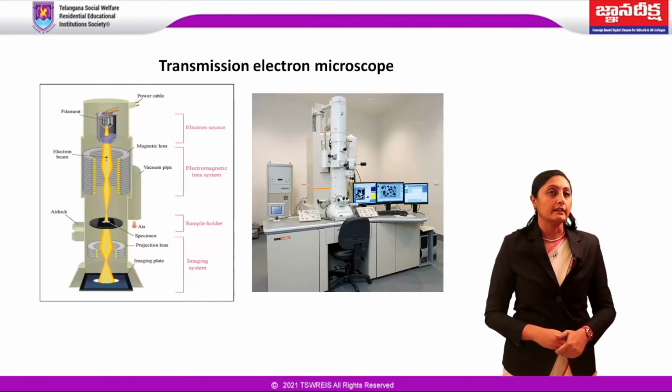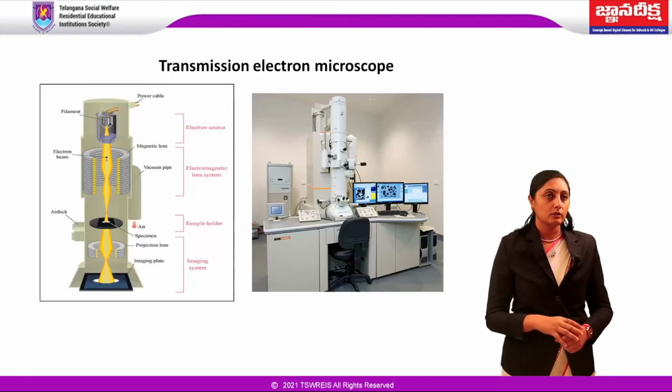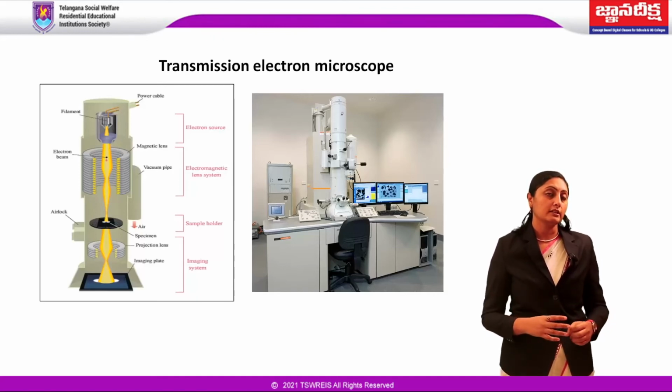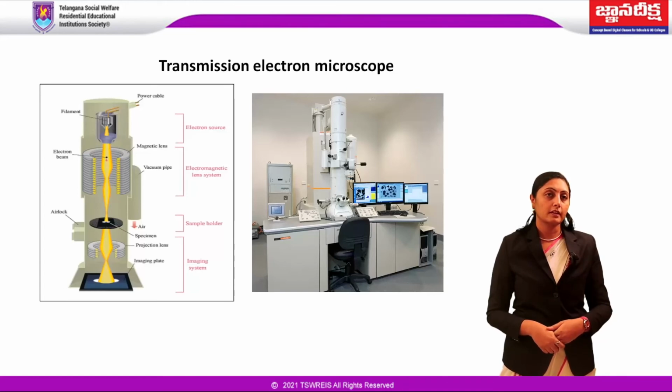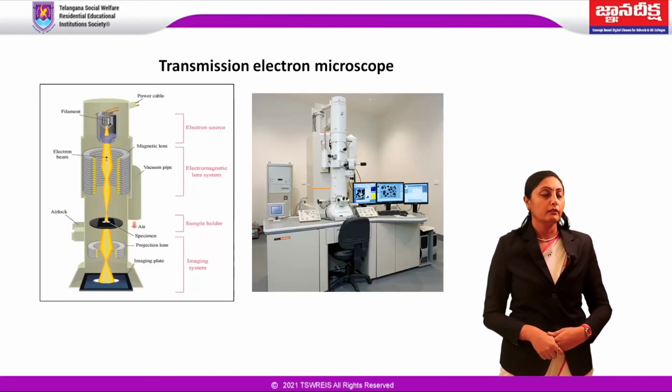The specimen scatters electrons passing through it, and the electrons leaving the specimen reach the objective lens to form an image that is further magnified by the projector lens, and the final image is formed on the fluorescent screen or on a photographic film.